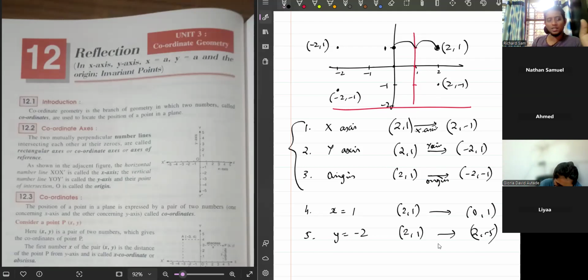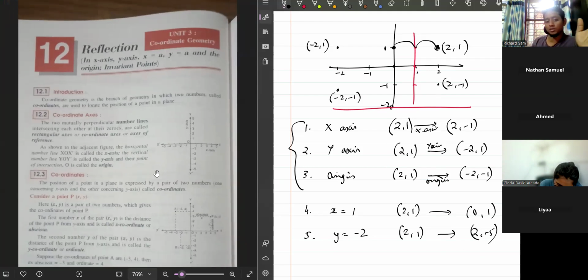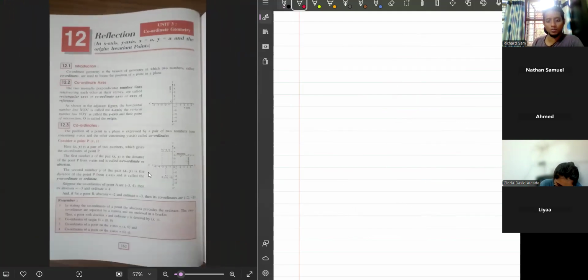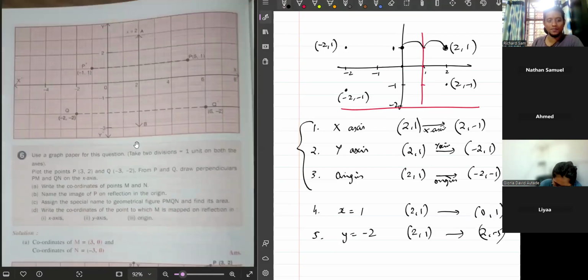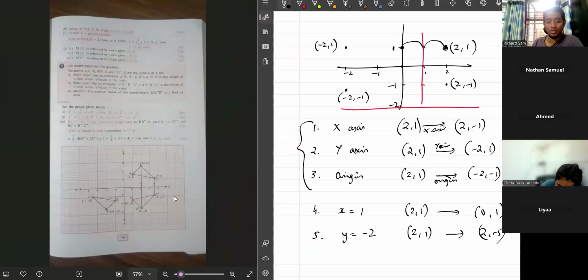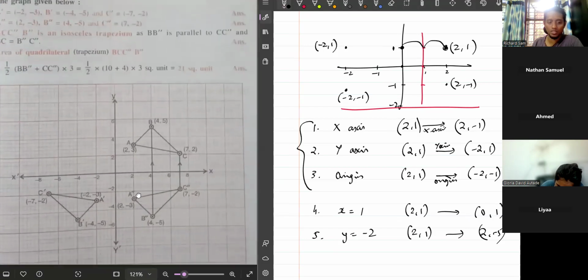Okay, so this is the theory part of this chapter. Now, how will you draw this? Or what type of questions come here is where you have graphs, and they'll tell you to reflect a certain point on any one of these 5 planes. Okay, so not one point that you're reflecting. It might be 2 points. It might be 3 points. Might be how many other points?